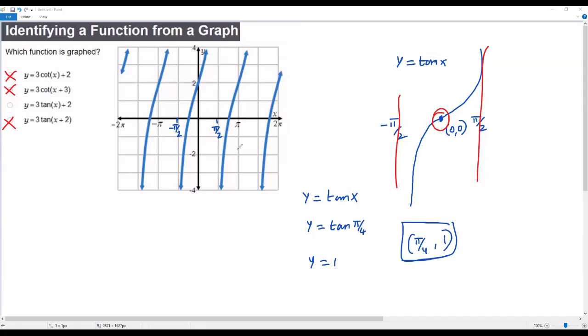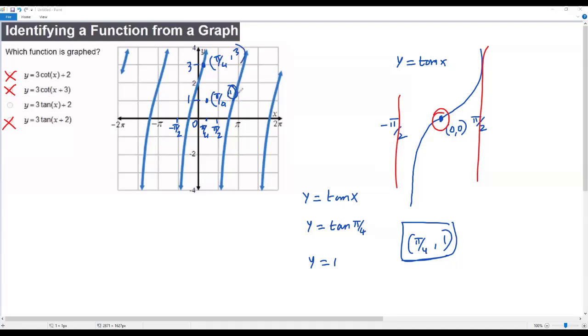Pi over 4 is 45 degrees, so it is the exact middle value of 0 and 90 degrees. So it has to be here, the pi over 4. And here we have 2, and it must be 3, and also it must be 1. So (pi over 4, 1) must be here. But we don't have this point on the graph. Instead, we have a point over here. The x value corresponding to this point is the same pi over 4, but the y coordinate is not 1, the y coordinate is 3.